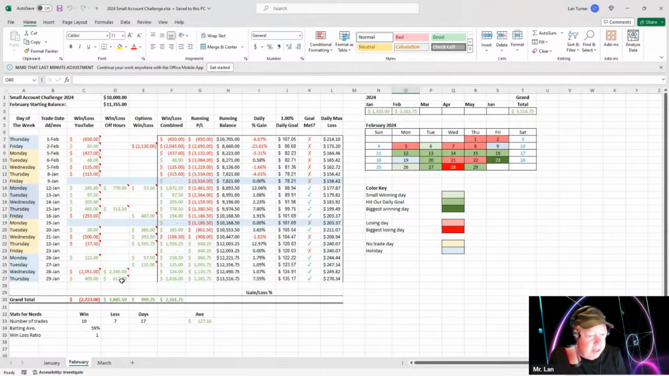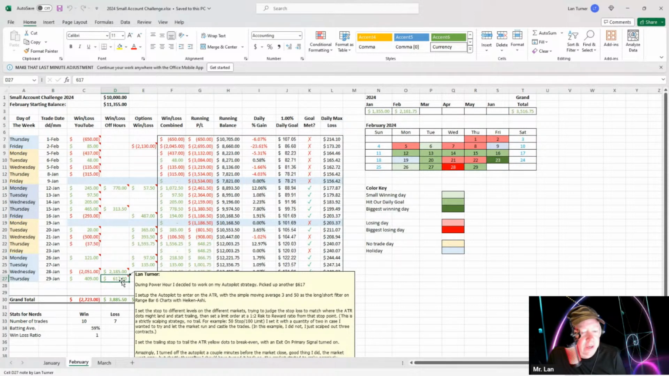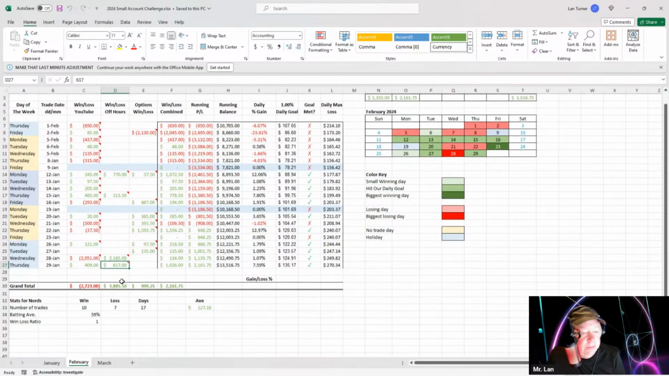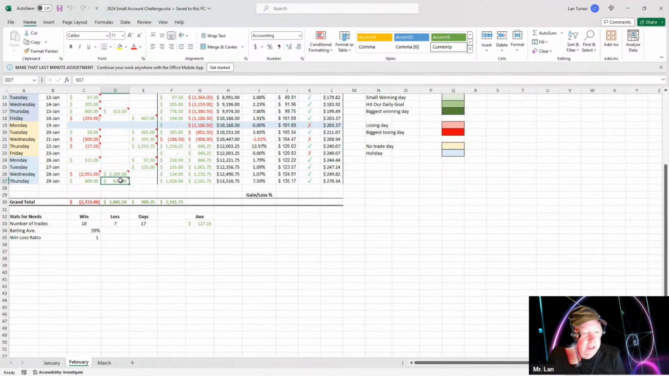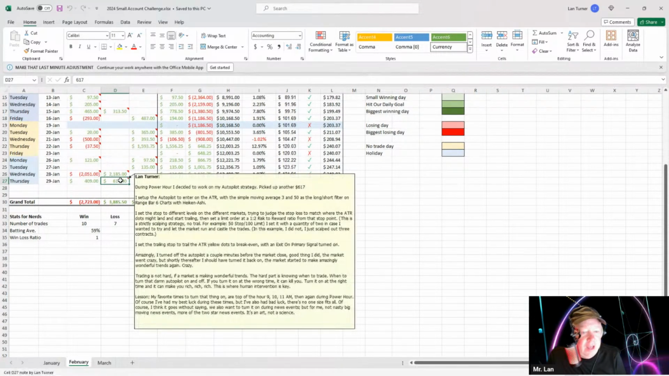Okay, so yesterday we had a good day. We had $409 in the morning, so we put that into our spreadsheet. And then I ran the autopilot. And during autopilot, I tried to work on autopilot strategy, picked up another $600. I set up the autopilot enter on the ATR with the simple moving average 3 and 50 as the long-term filter on range bar 6 charts with the Heikin-Ashi. So I documented the whole thing.